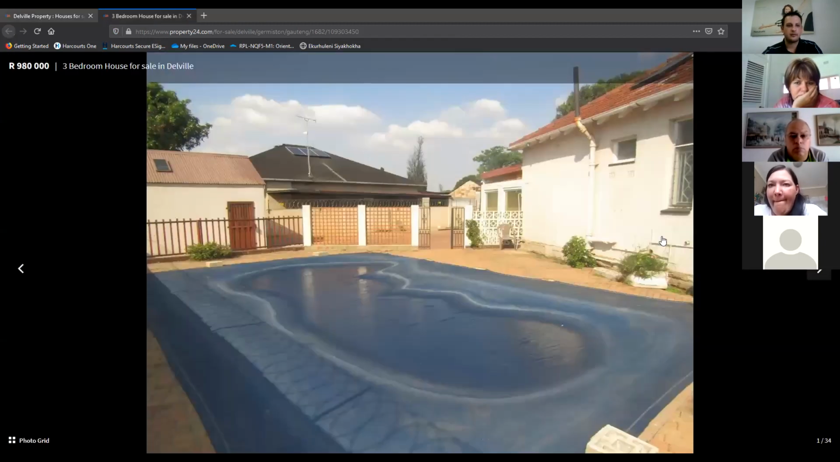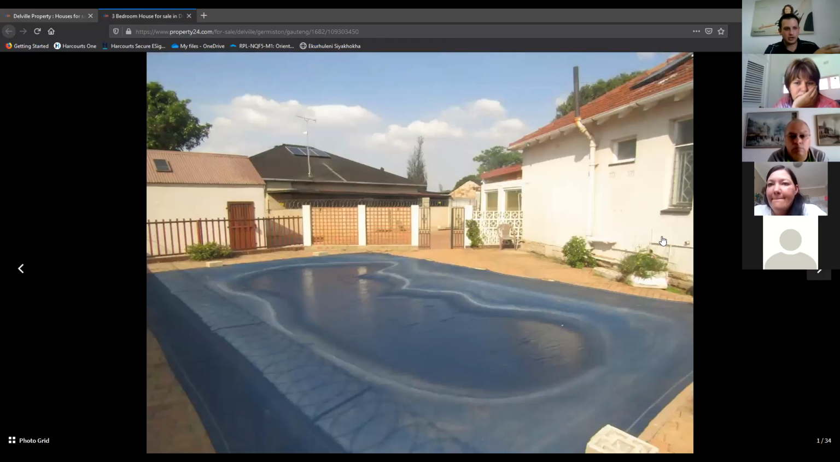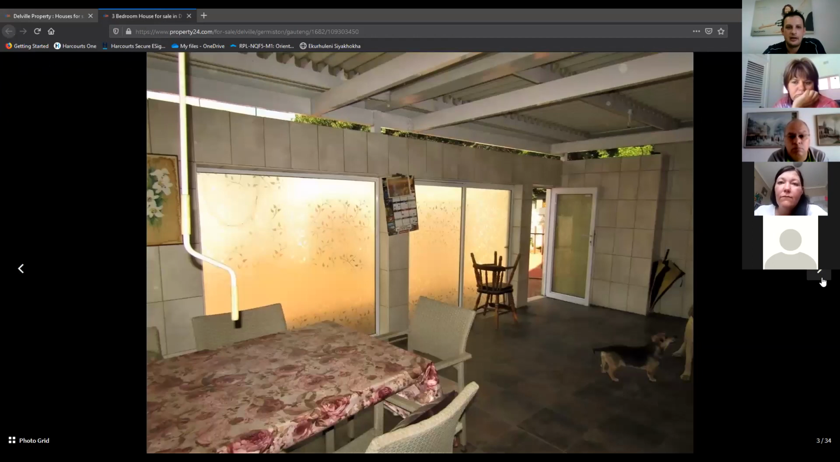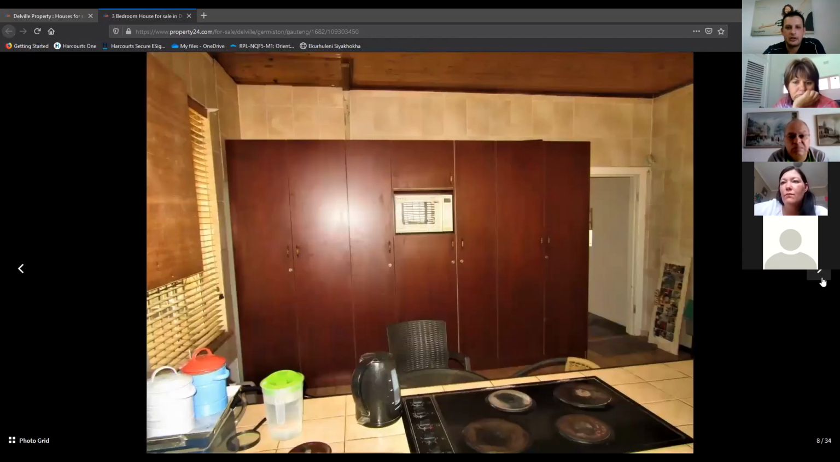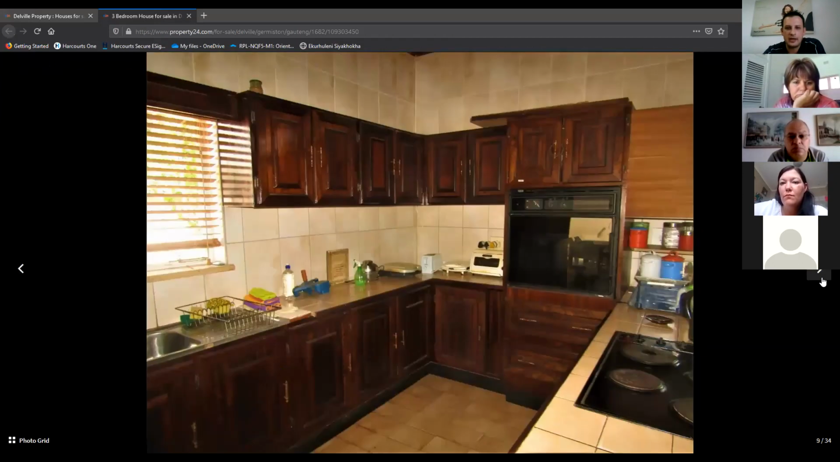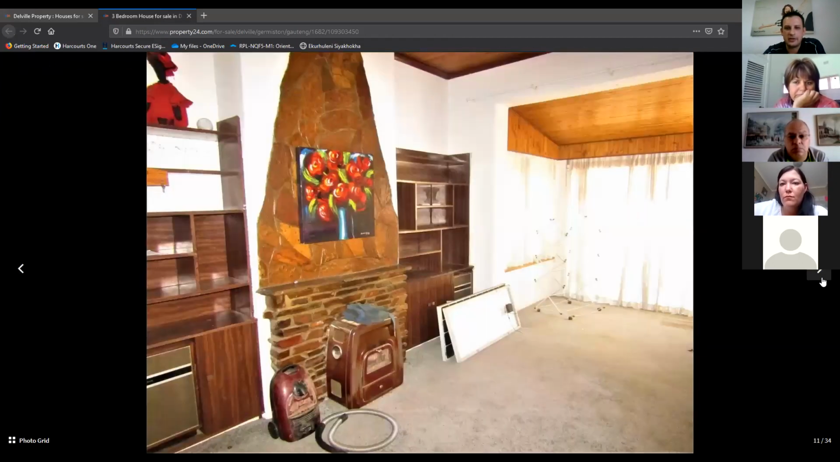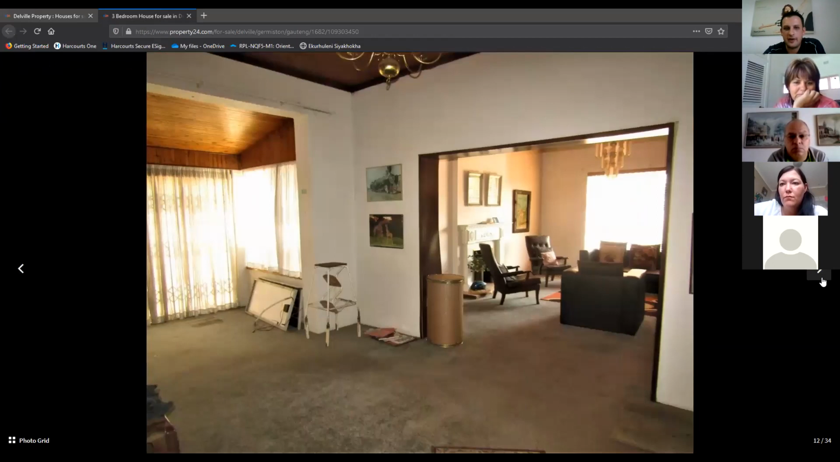So now I'm going to be looking at this other property. I know it's 3 bedrooms, 1 bathroom. It's pretty standard as well. And let's see how this property looks. What does it have to offer? So it's pretty standard. It's got carpets, old fireplace.